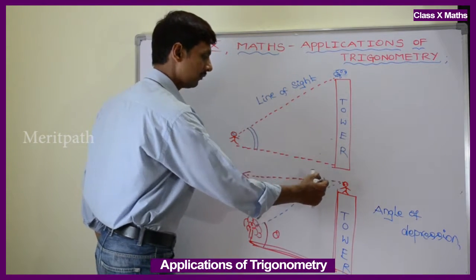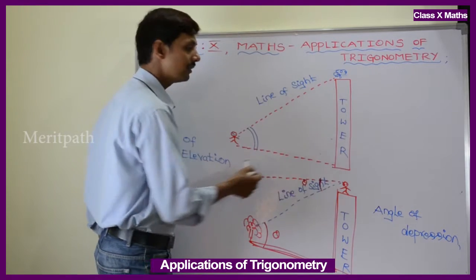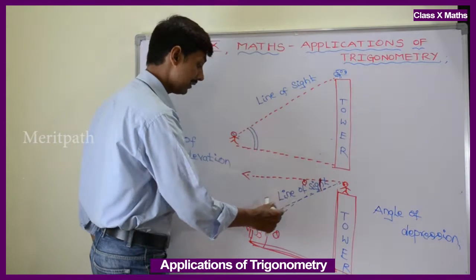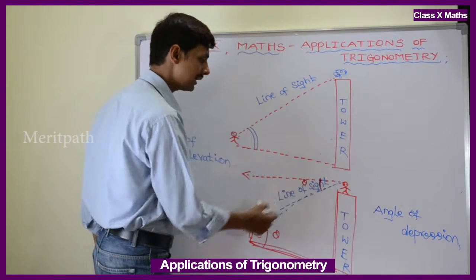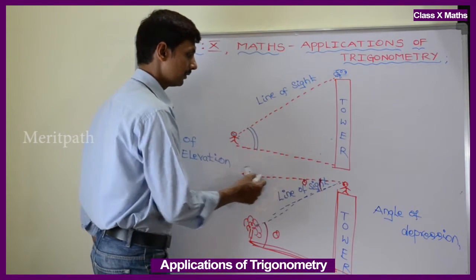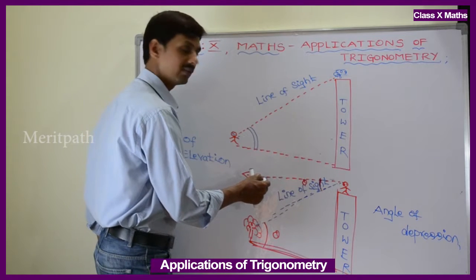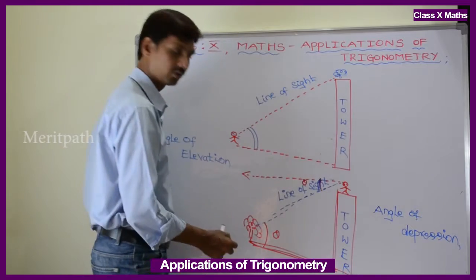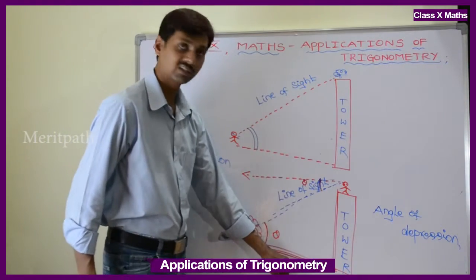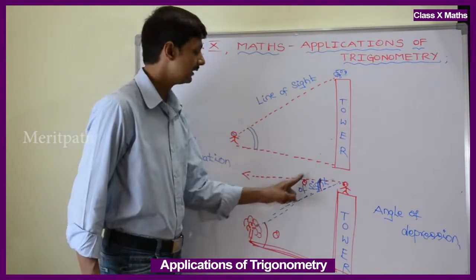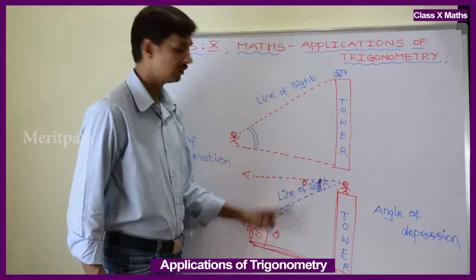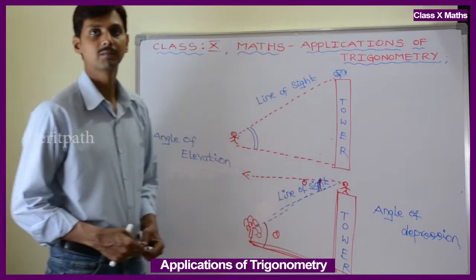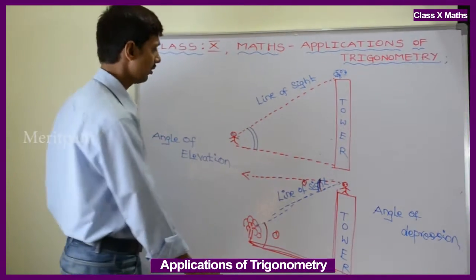Here, the angle formed between the line of sight and his eyesight, if he is observing straight, is equal to the angle formed with the horizontal line and the line of sight. These two angles will be equal because alternate angles are equal here. So this is the angle of depression. Let us go for an example of it.